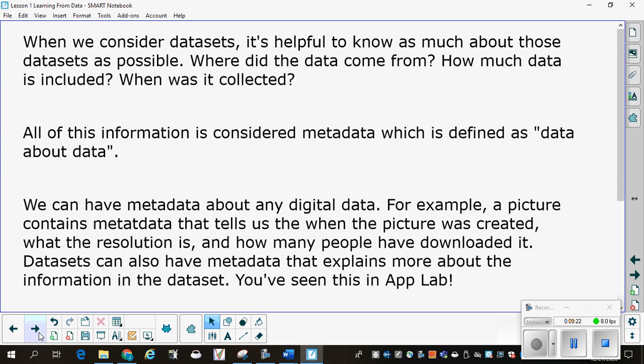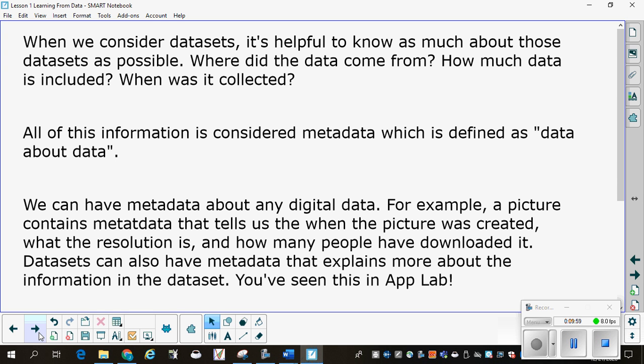When we consider data sets, it's helpful to know as much about those data sets as possible. Where did the data come from? How much data is included? When was it collected? All of this information is considered metadata, which is defined as data about data. We can have metadata about any digital data. For example, a picture contains metadata that tells us when the picture was created, what the resolution is, and how many people have downloaded it. Datasets can also have metadata that explains more about the information in the dataset.